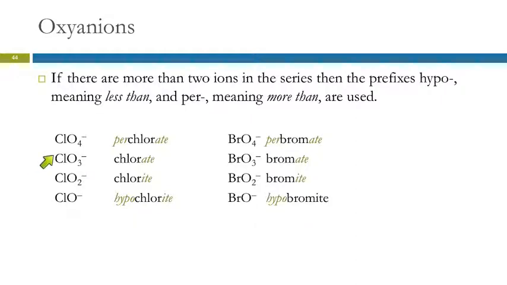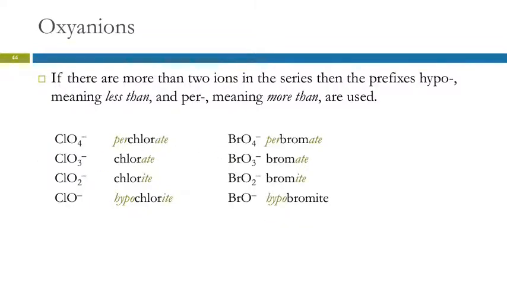If we have extra oxygens, so we've got chlorate with one more oxygen, this is perchlorate. Per is a prefix that means more. We're a little more familiar with it as hyperactive, right? More active than usual. So perchlorate has more oxygens than usual.